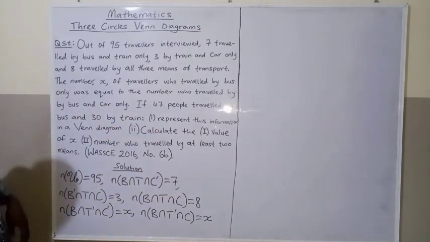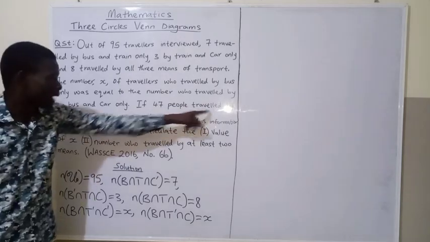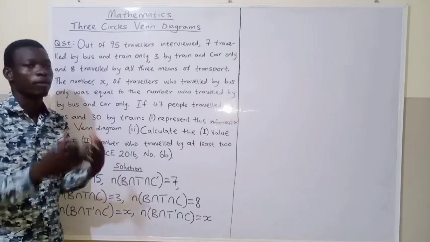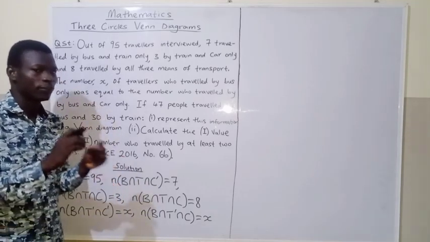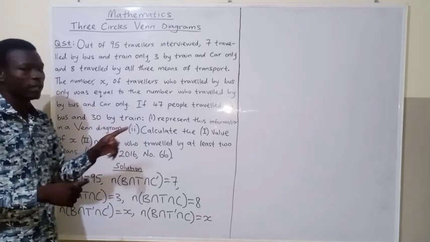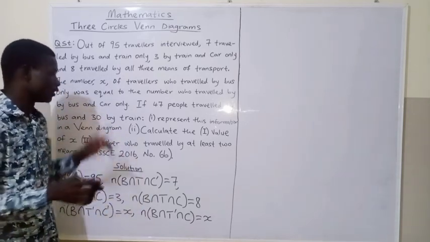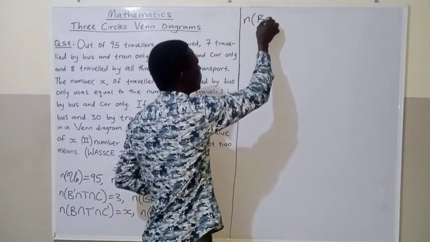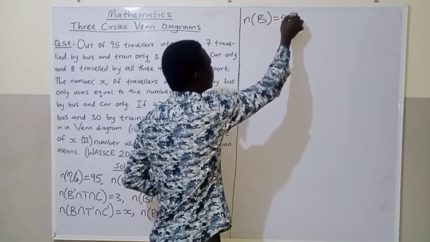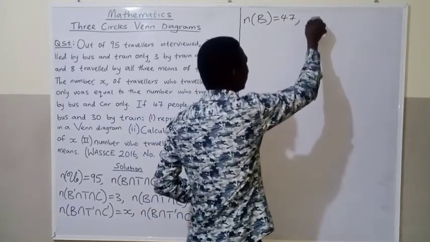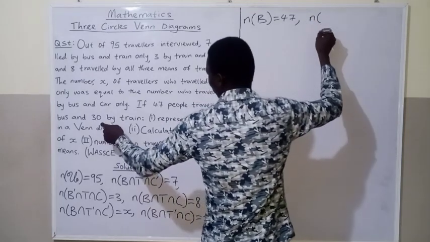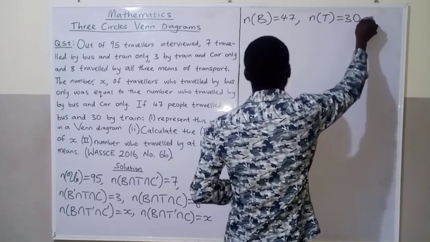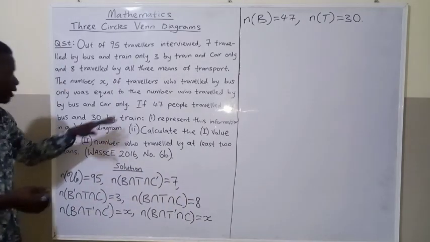Okay, so the question proceeded again. If 47 people traveled by bus and 30 by train, this time around 47 people traveled by bus. It did not say bus only. 30 people traveled by train. It did not say train only. So those that traveled by bus are 47, and those that traveled by train are 30. So these are all the information that has been given in the question.